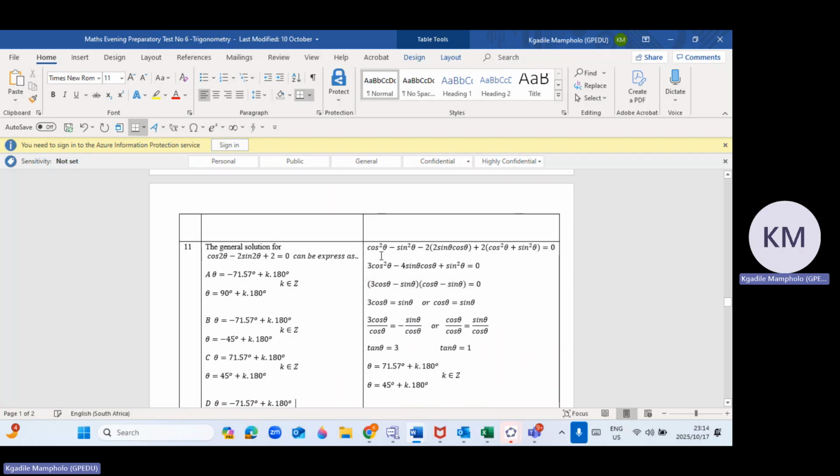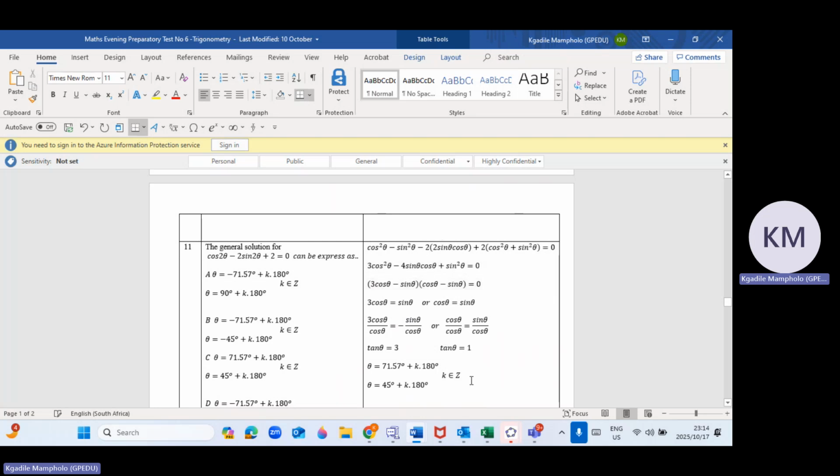Then here, obviously, it will be 2 cos squared. When you add this, it will be 3 cos squared. Here it will be minus sine squared. Here is 2 sine squared. 2 sine squared minus sine squared is sine squared. In the middle, you still have minus 4 sine theta cos theta.